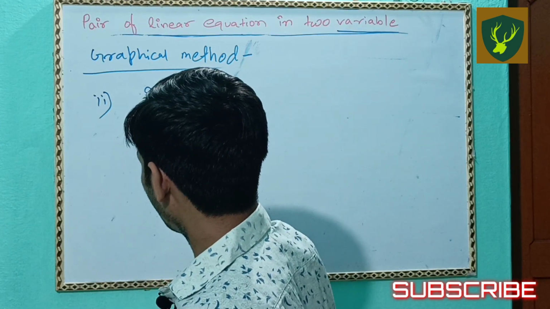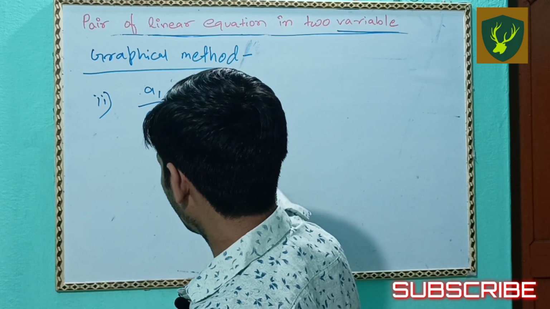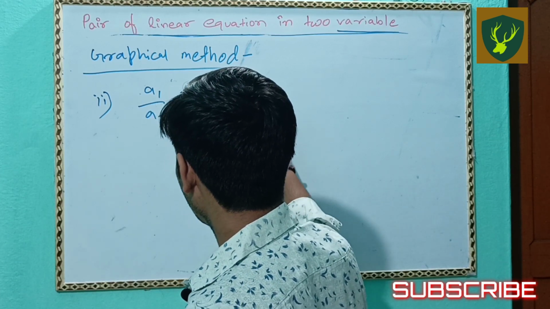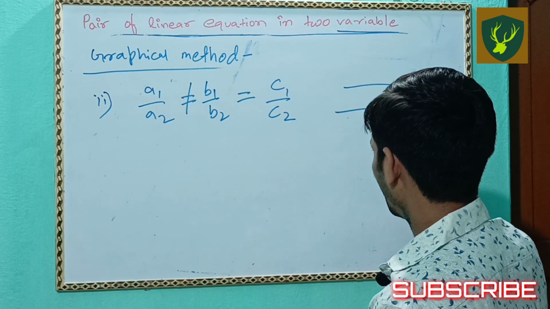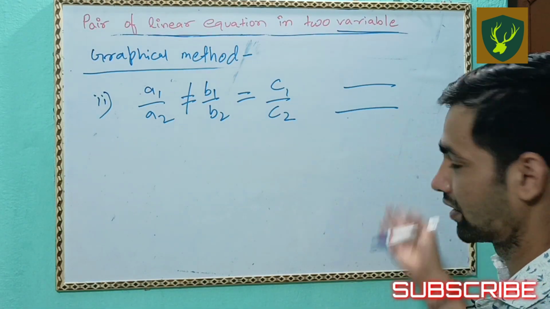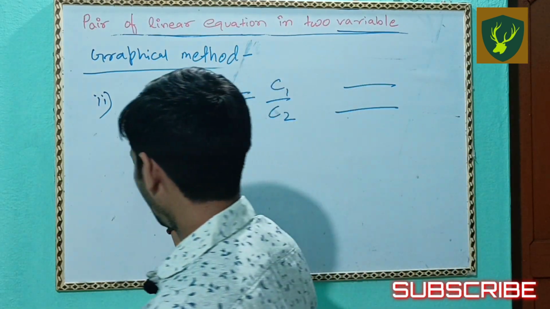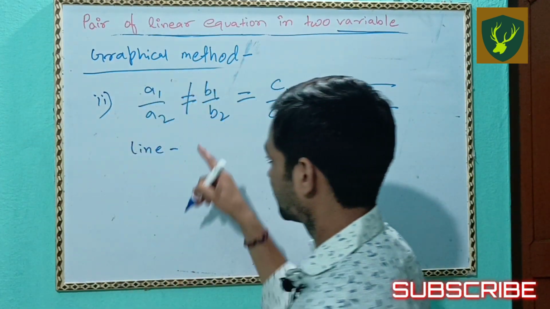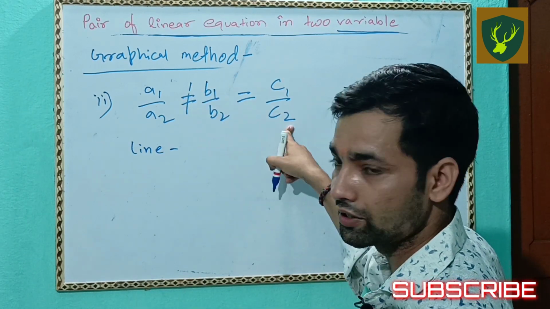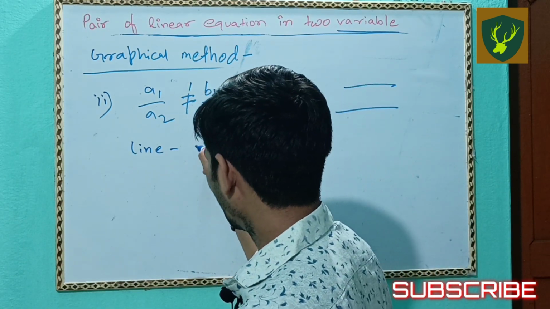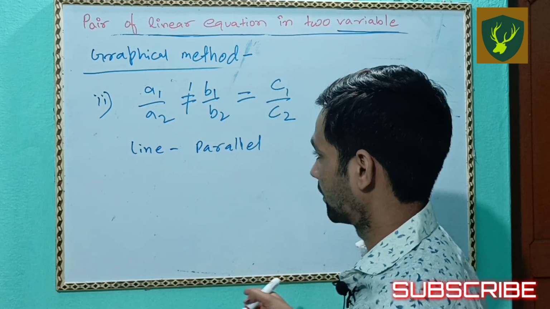if the ratio of a1 by a2 not equal to b1 by b2 and equal to c1 by c2, it means the lines are parallel to one another. जो लाइन है पैरेलल है एक दूसरे के. If the ratio of a1 by a2 not equal to b1 by b2 equal to c1 by c2, it means both the lines will be parallel to one another.